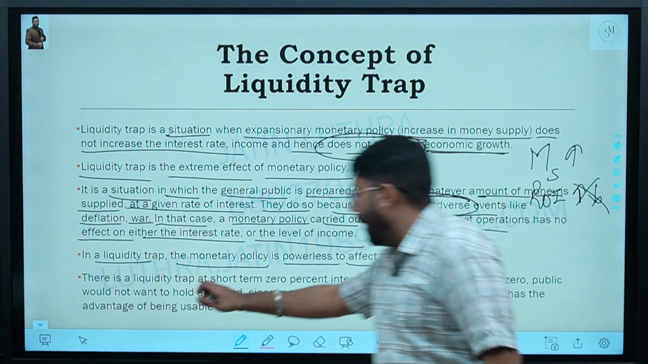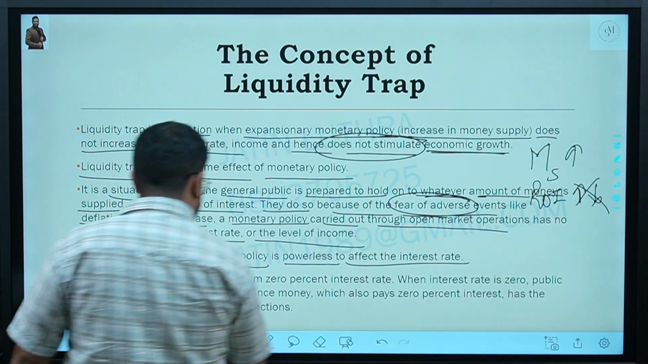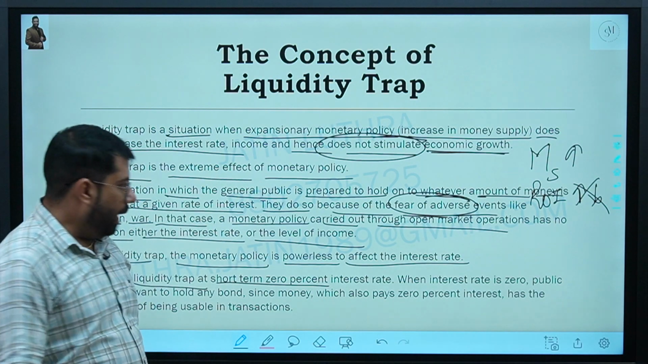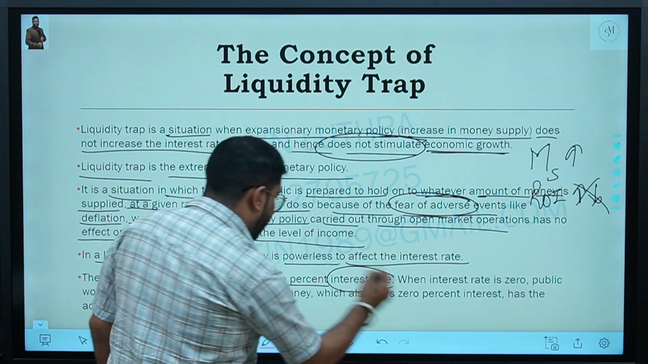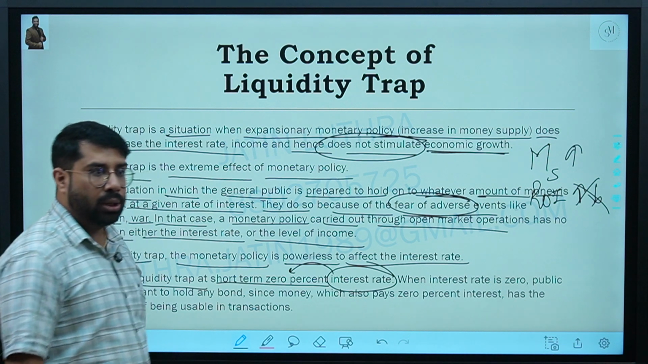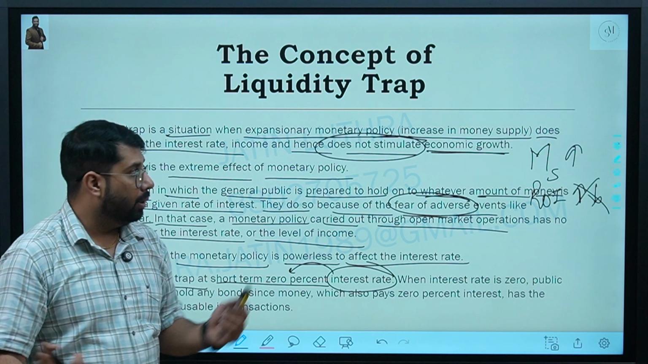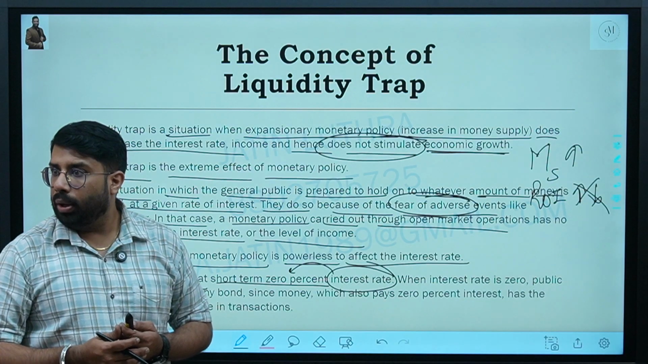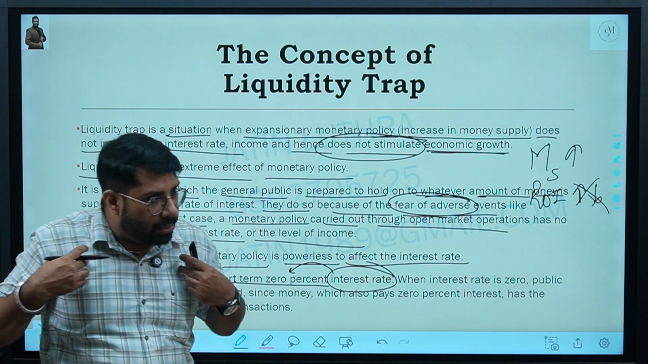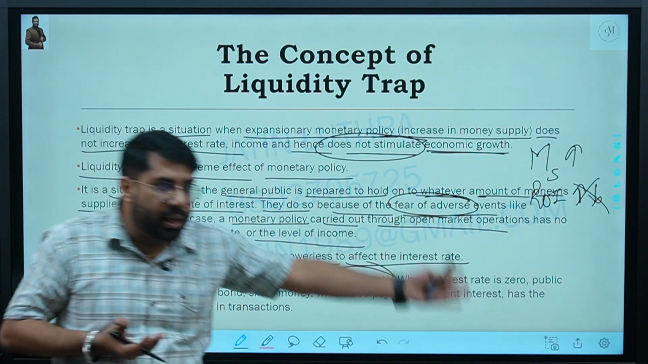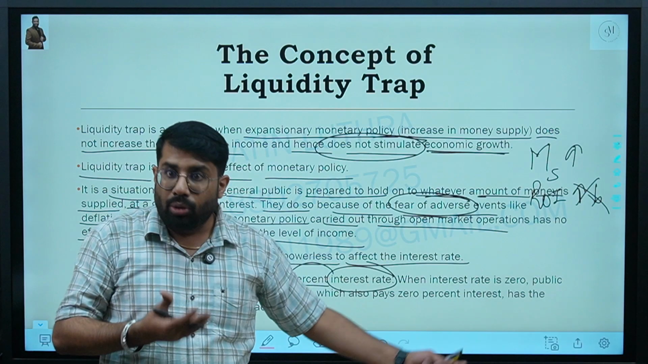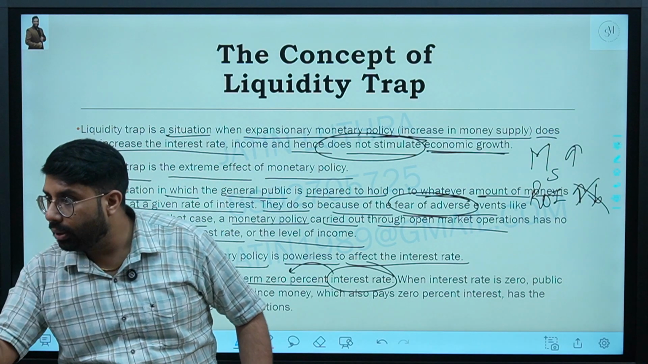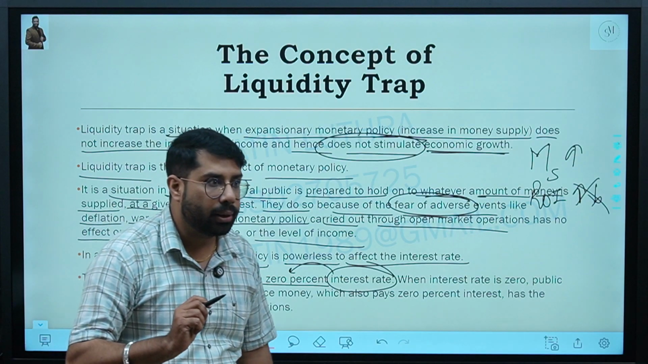There is a liquidity trap at the short term 0% interest rate. क्या बोला था आपको मैंने? If the interest rate is 0%, it means there is no good reason for me to invest my money in the market. Why? It will be like putting my money in the hands of the market at the risk where I know that my return will be zero. Will you do it? Nobody will do it. Are we clear?